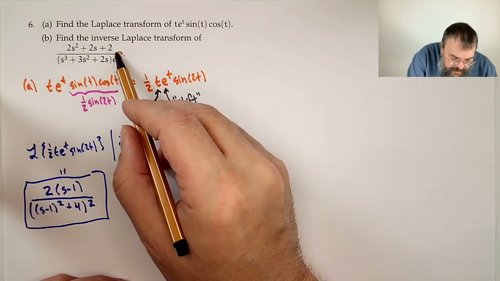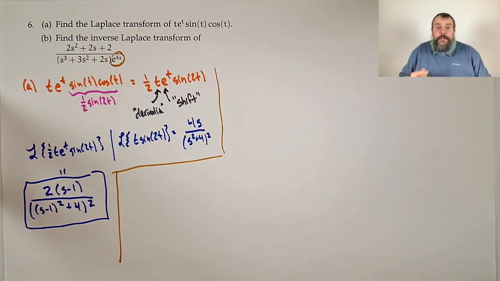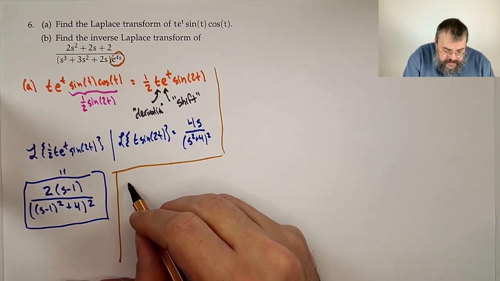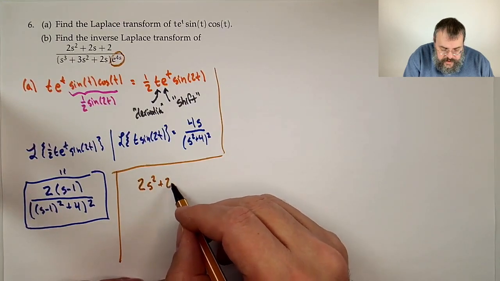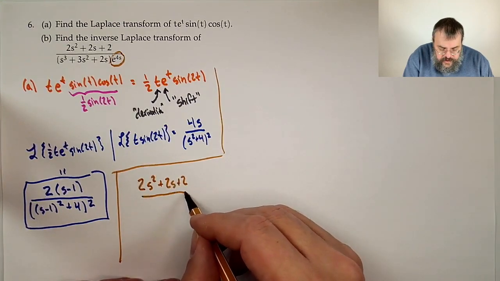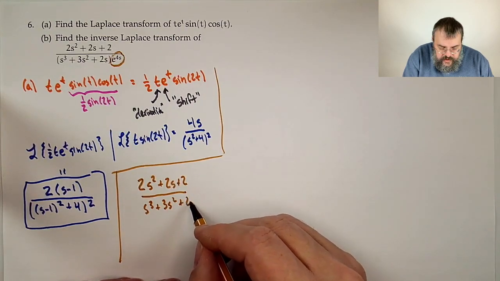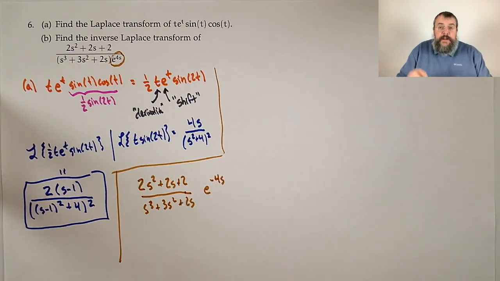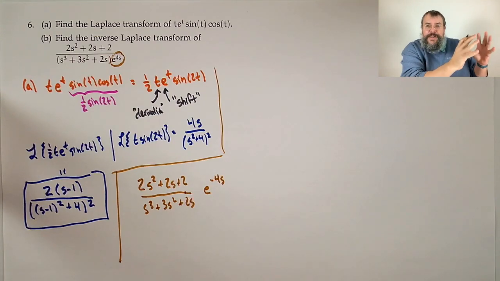Now, you might say, well, what do you mean? That e to the 4s, that's kind of a strange way to write that. So what we really should do is pull that off to the side. So what we have in part B is really (2s squared plus 2s plus 2) over (s cubed plus 3s squared plus 2s), and then that e to the 4s is e to the minus 4s. Definitely put it to the side, and it's like, okay, I'm going to worry about you later.